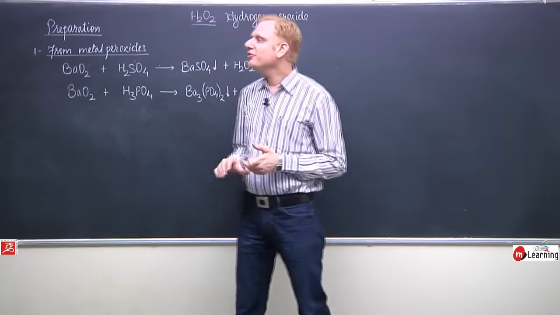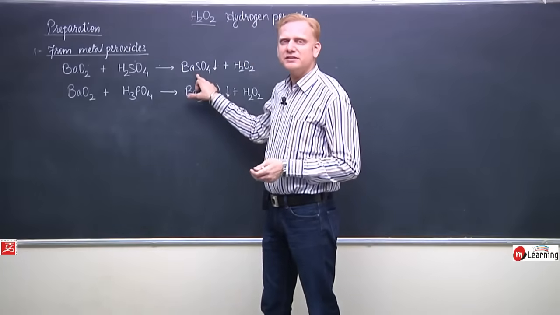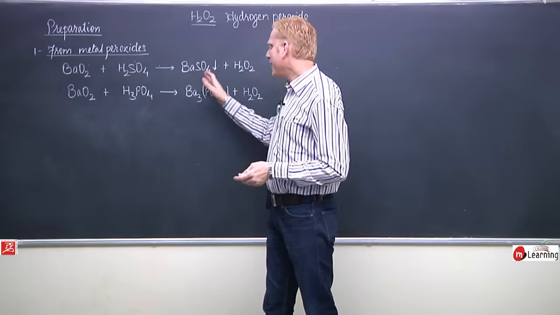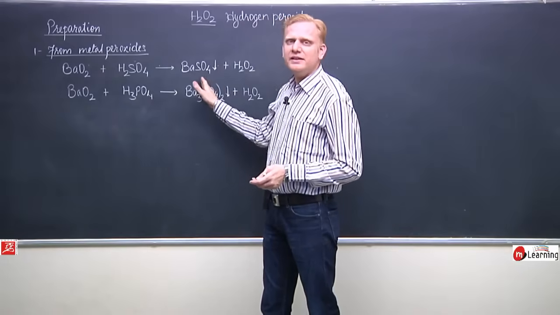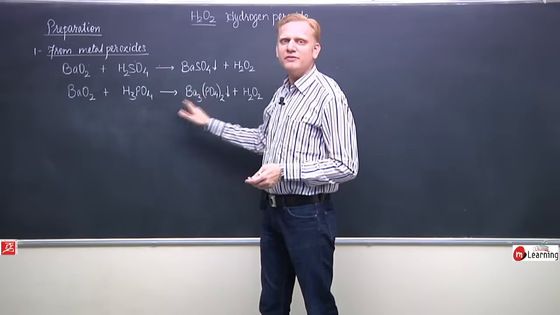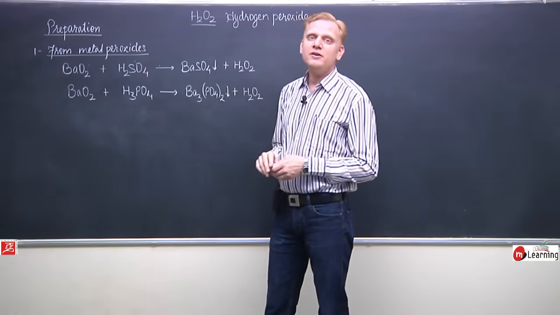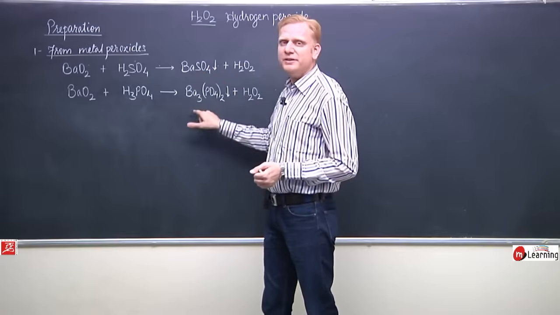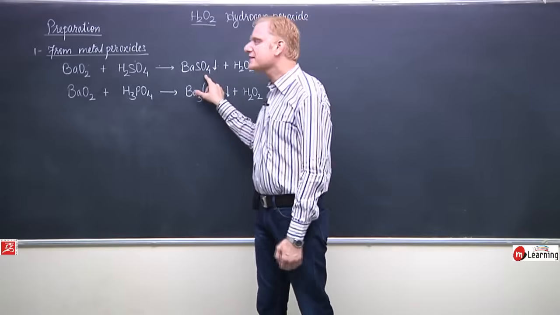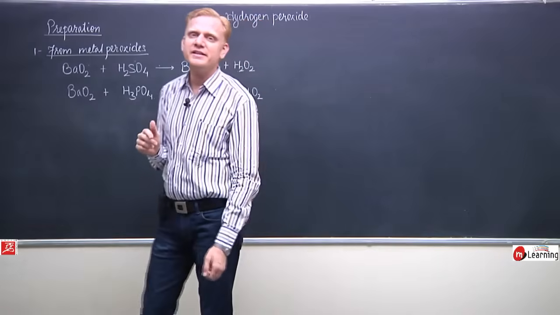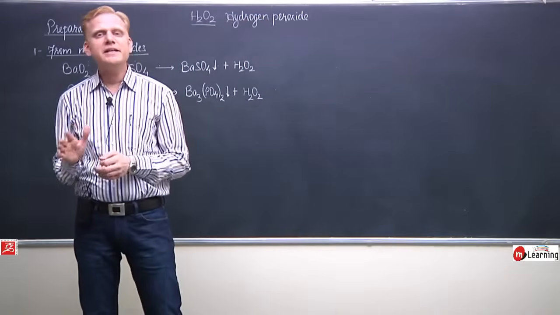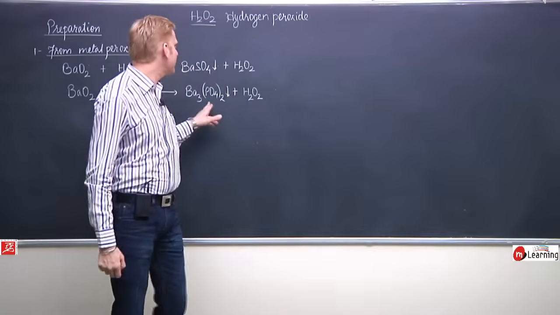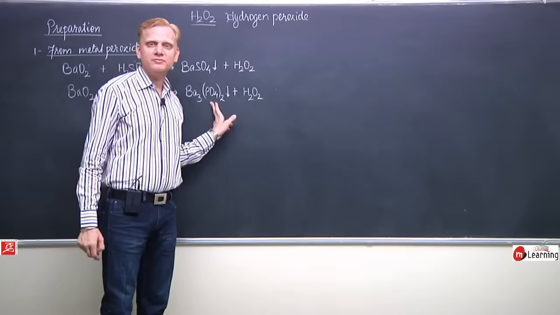The reason is we would like to separate out the byproduct, rather we should say, in the form of barium sulfate or in the form of barium phosphate. Now where lies the difference? The difference is in their solubilities. Barium sulfate is sparingly soluble while barium phosphate is completely insoluble in water. So complete precipitation and separation of barium phosphate can be done.